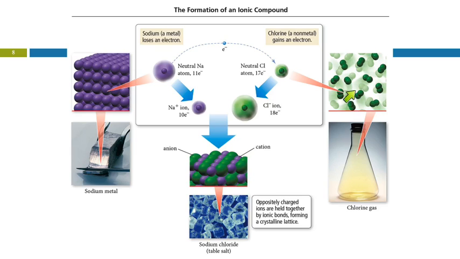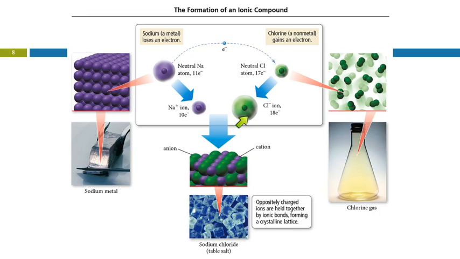Here we have a nonmetal, chlorine. Chlorine gas is toxic. You don't want to be breathing chlorine gas. So when sodium metal and chlorine gas get together, the sodium atoms, which have 11 protons and 11 electrons, will lose 1 electron each. The neutral chlorine atoms that have 17 protons and 17 electrons, each chlorine atom will gain 1 electron. The sodium atom transfers 1 electron to a chlorine atom.